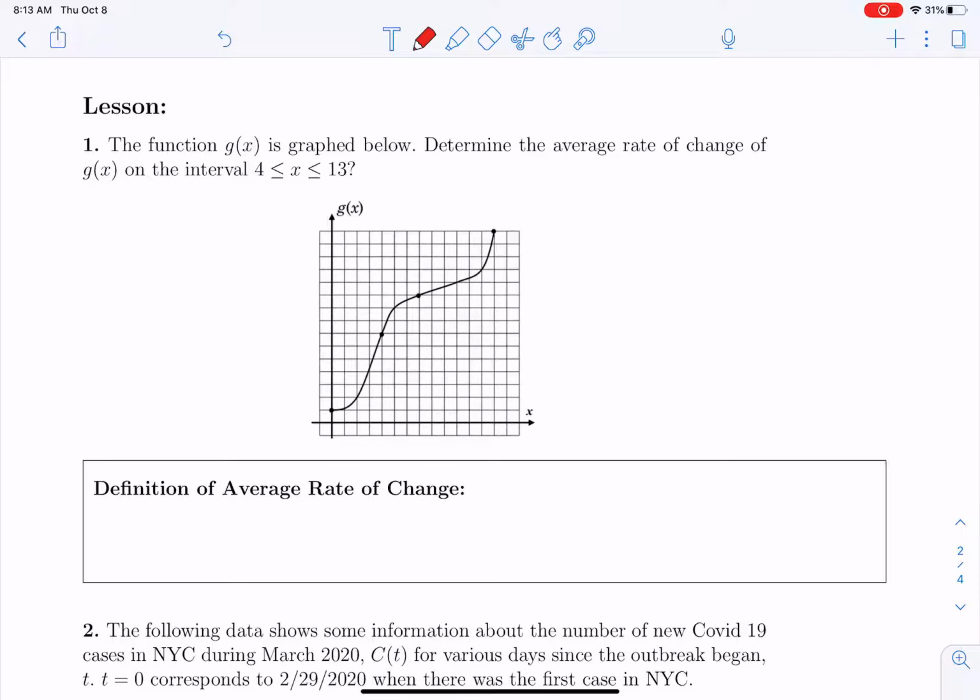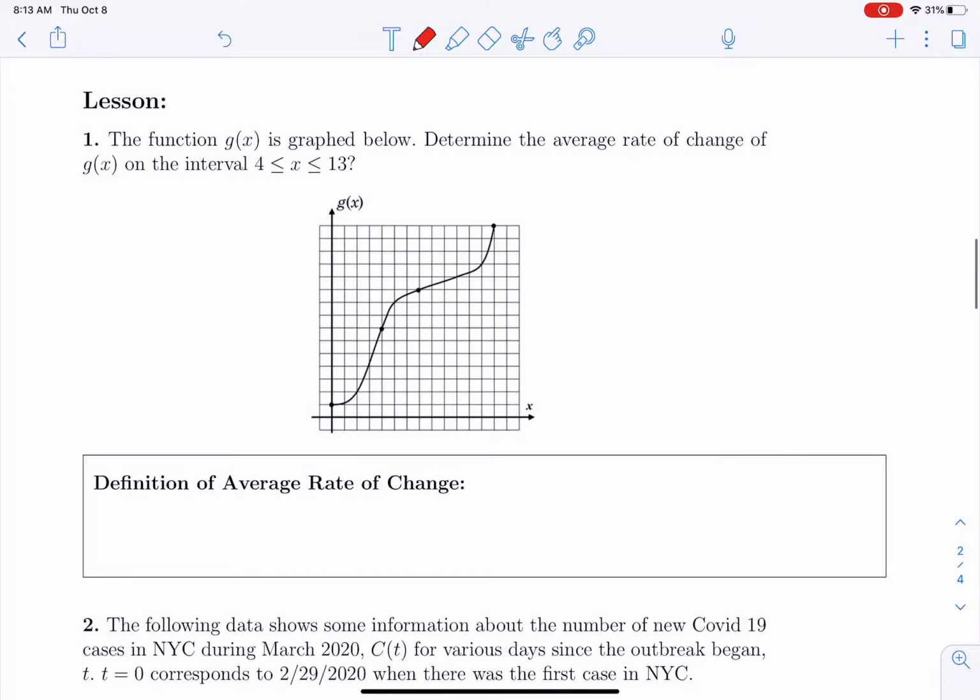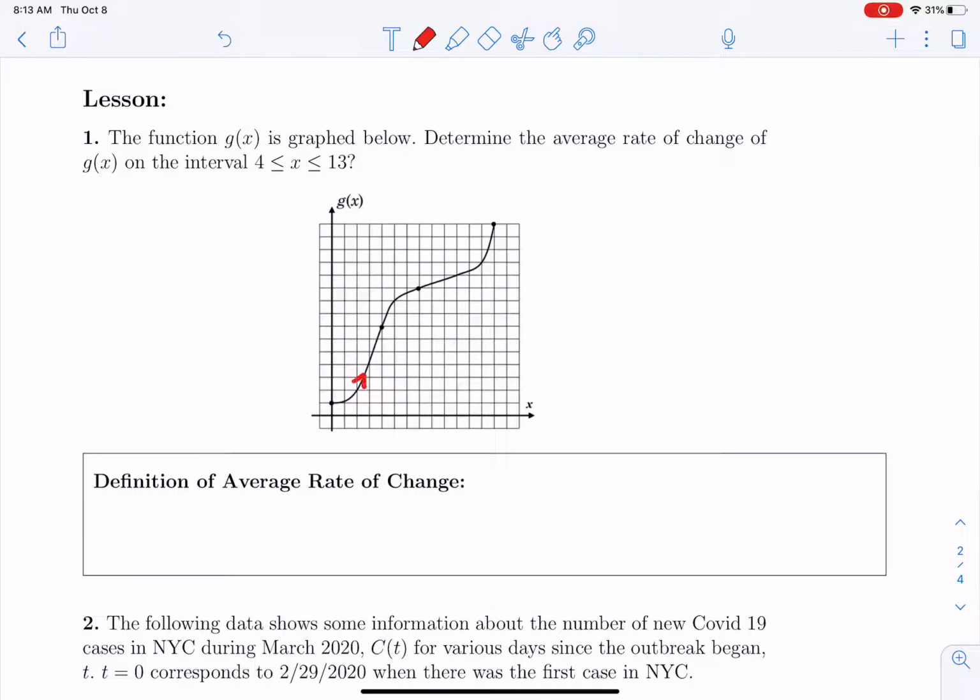Okay, so what do we notice about this graph? What are some things we notice? Well, one thing I notice is that this is a curved graph. It's not a straight line. So that means if I were to talk about the slope here relative to the slope here, what do you notice?